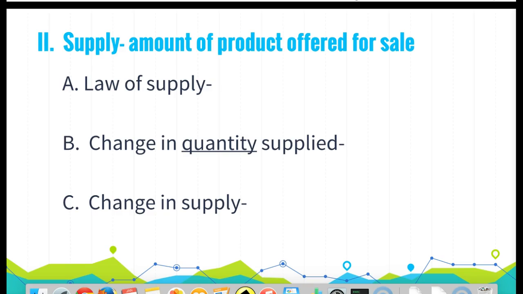First of all, the definition of supply is the amount of product that is offered for sale. Keep in mind that supply is what the producer is willing to offer for sale. It has nothing to do with demand or consumers. It's what the producer is willing to offer.